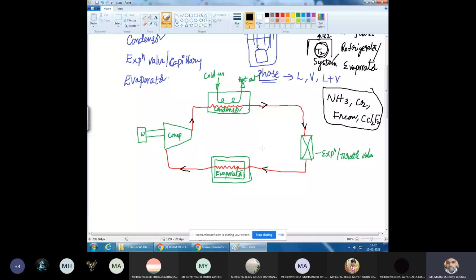Okay, so this is the most important and practical form of the refrigeration system for domestic as well as commercial systems. The working fluids, as I said, can be ammonia, carbon dioxide or freon. These fluids have the ability to change alternately between vapor and liquid, so they change liquid to vapor as well as vapor to liquid when passing through the parts.